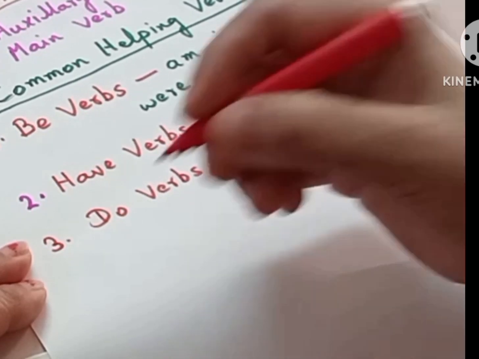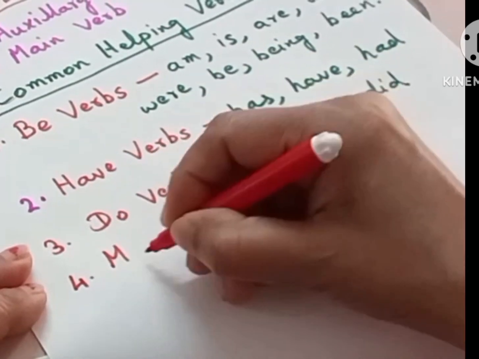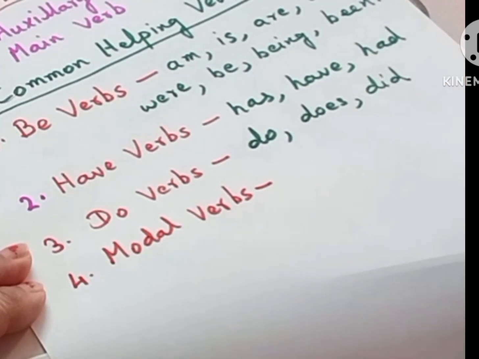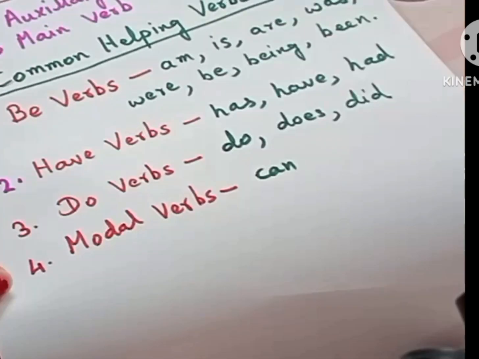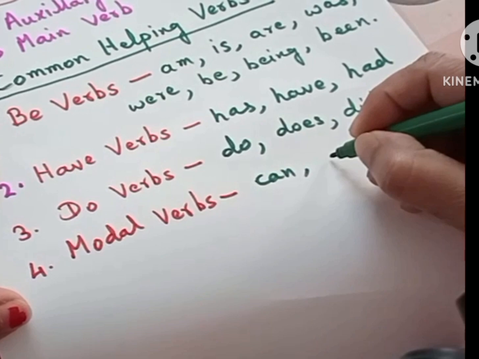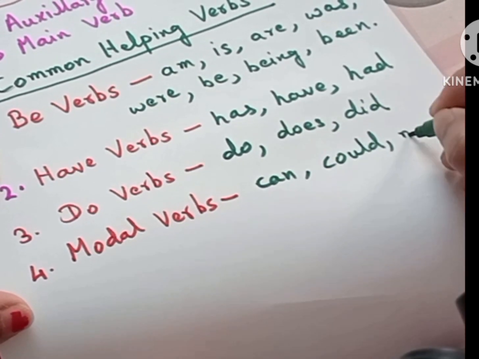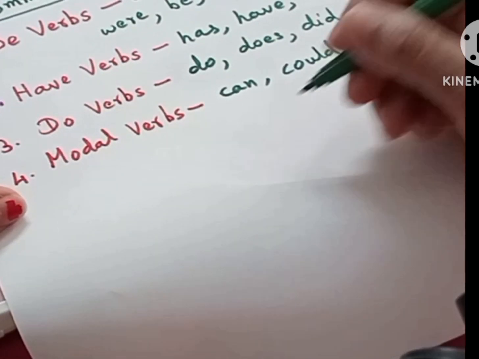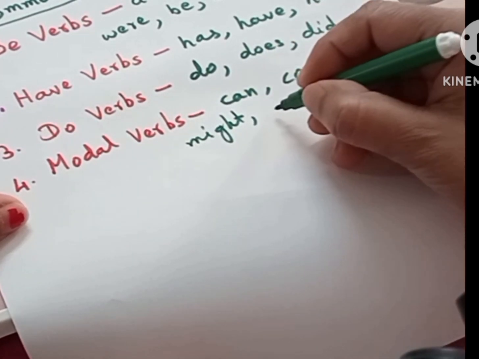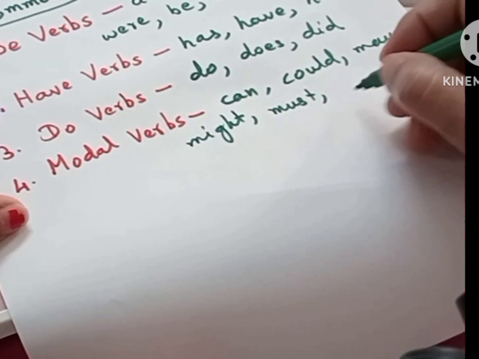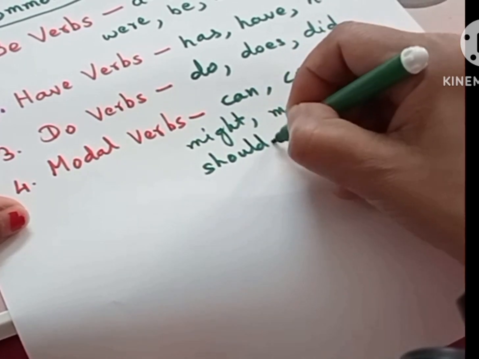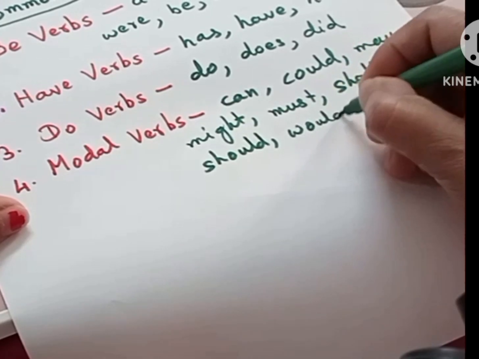Fourth one is modal verbs. And they are can, could, may, might, must, shall, should, would.